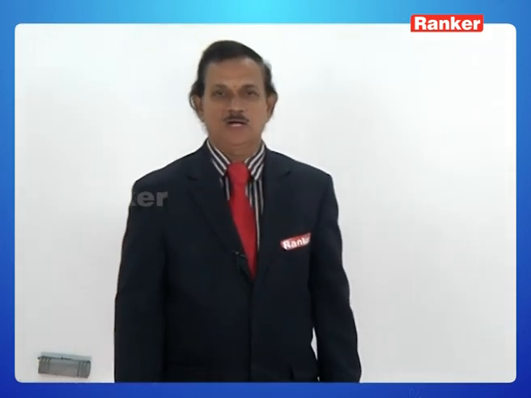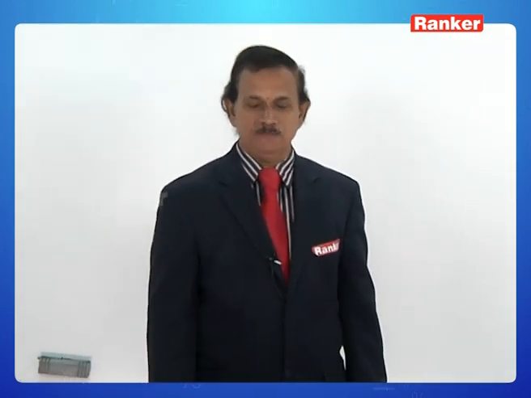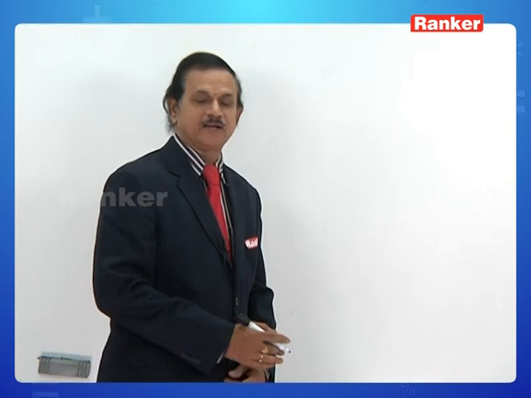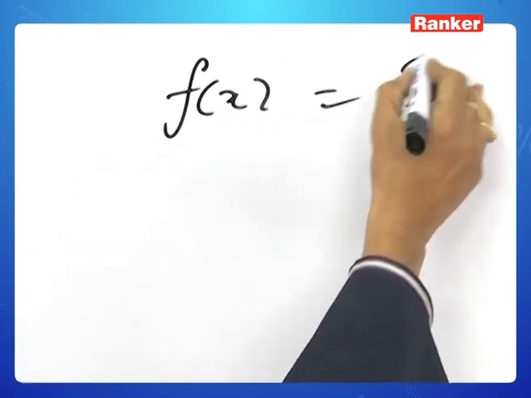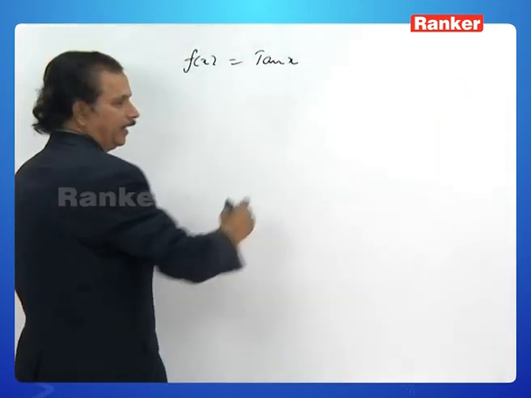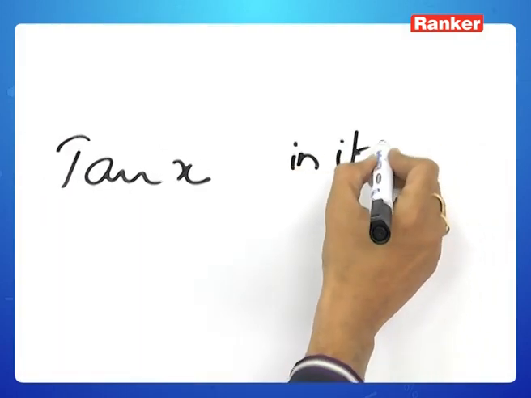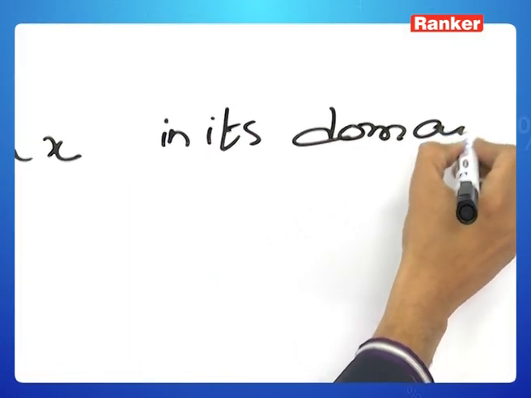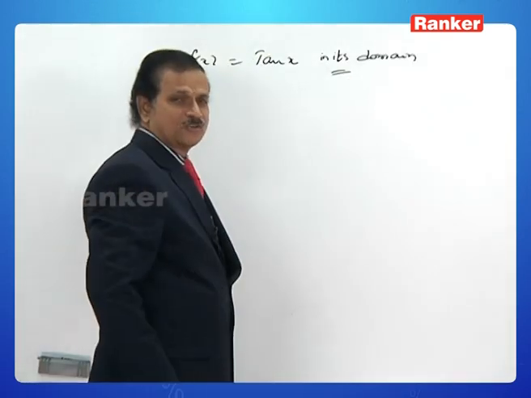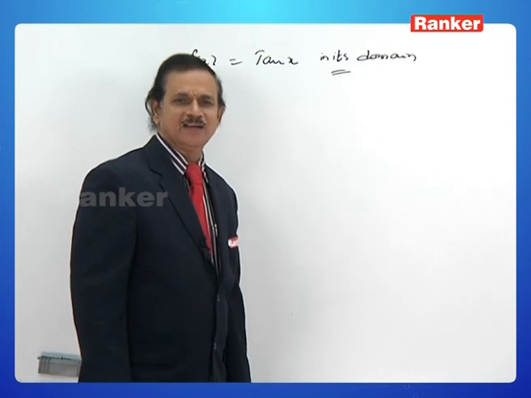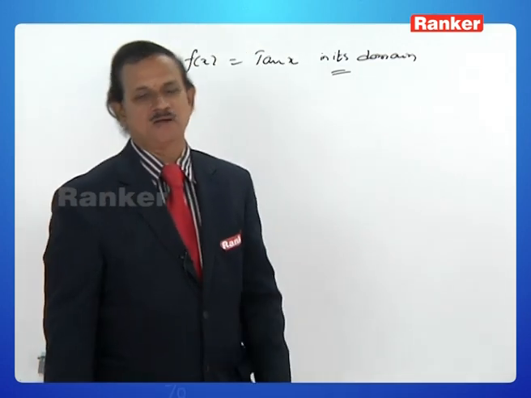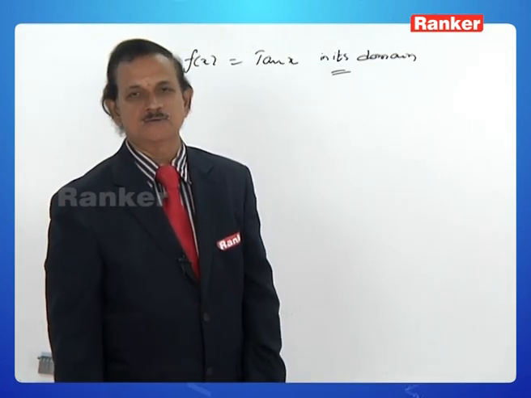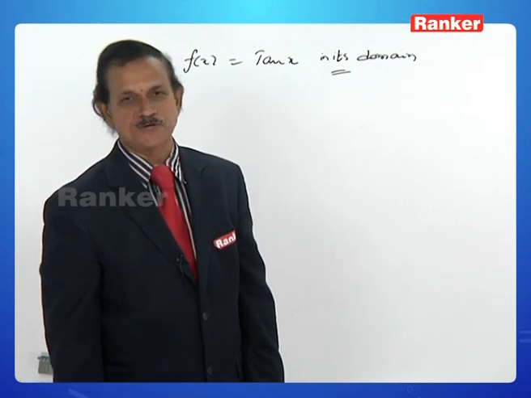Let us see one more example of a limit of a function, which we examine in view of the left hand limit and right hand limit. We observe the function f of x equal to tan x in its domain. We all know that tan x is not defined when x is an odd multiple of pi by 2, that is, x not equal to (2n plus 1) into pi by 2.